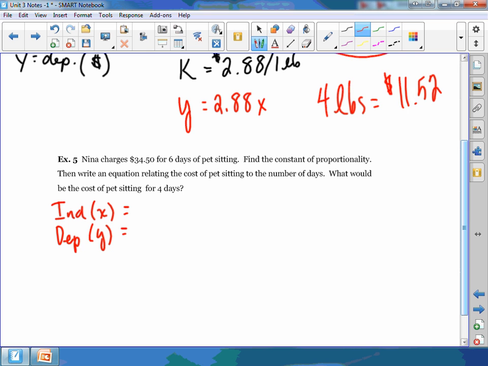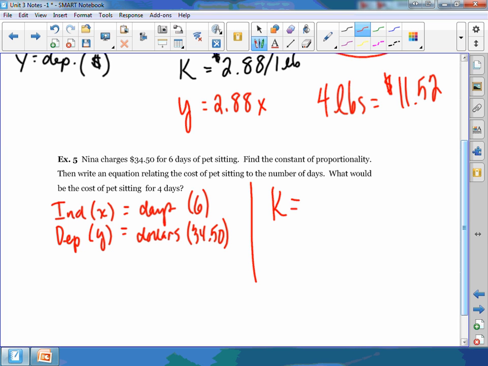JC, what do you think? Okay. All right, so I'm going to go very generic first. So independent is the days, and the dependent would be the dollars, or the cost, okay? And I agree. So it's going to be the 6, and then your 34.50 there. Remember what we just talked about. If you have one of your measures being a measurement of time, in this case days, that's going to be your independent. All right, so what would K equal then? Go ahead, Sarah.